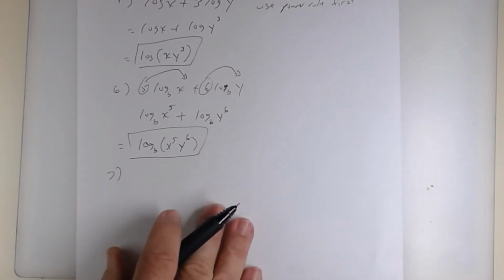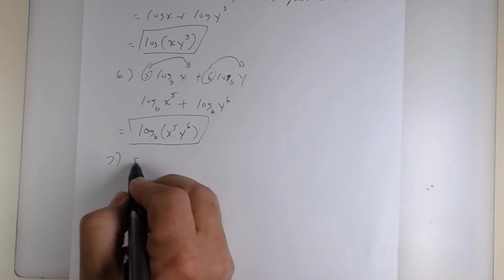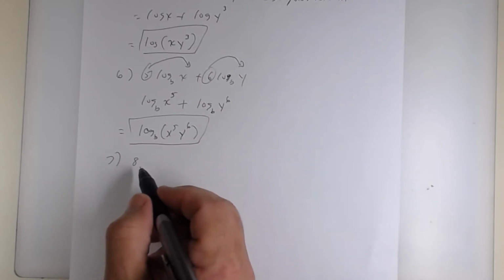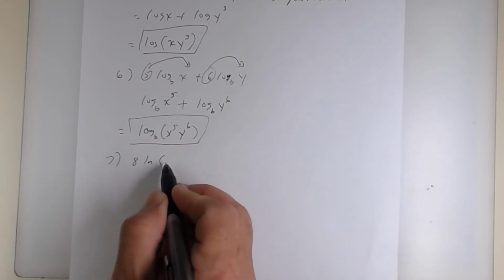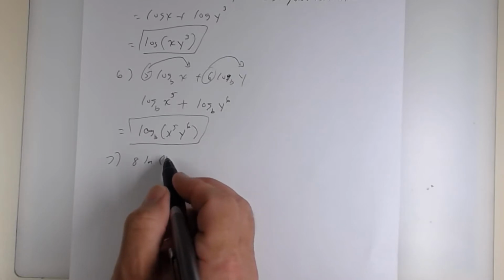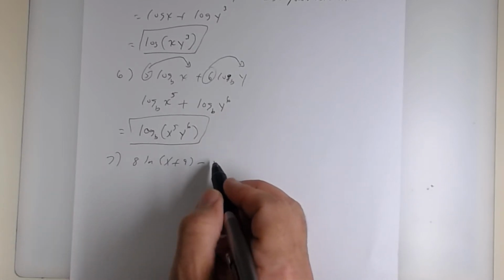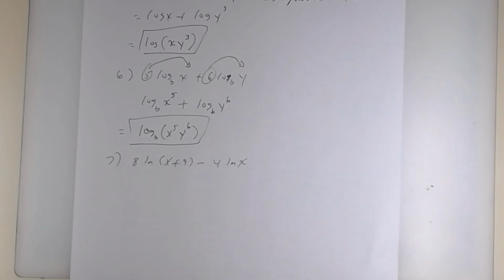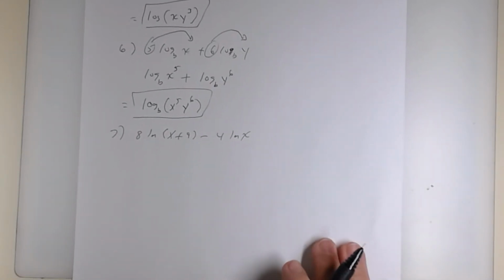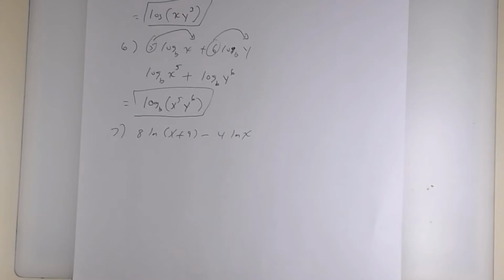Okay, what if you had this? This is number 7. And that's all this really is, just rewriting it as one logarithm. You had 8 natural log of x plus 9 minus 4 natural log of x. It's just using your properties. So can I use the quotient rule right away? No. You want to condense this and write it as one single logarithm.